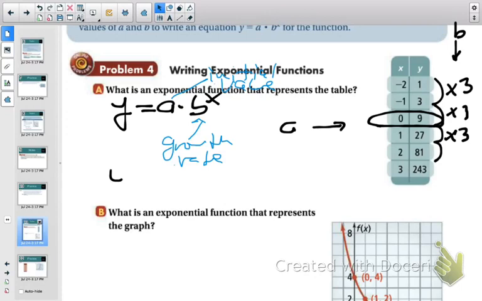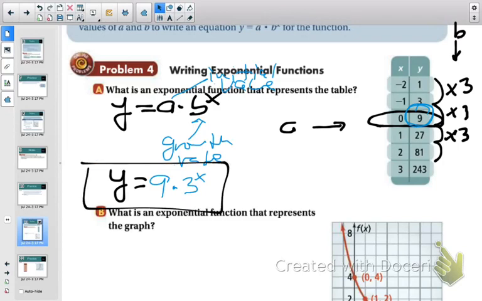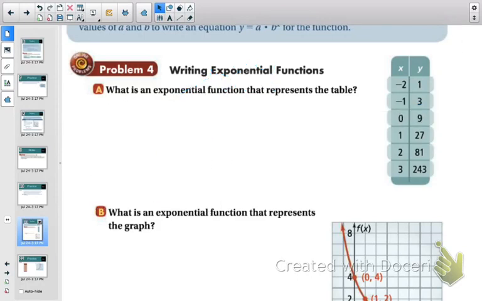So we just plug it in. So we get y equals a, which is going to be 9 here, because when x is 0, y is 9, times b, which is 3, to the x. Okay, and that's your formula. That's your equation, your function. So y equals 9 times 3 to the x. 9 is your y-intercept. 3 is the growth rate. And it's growing, so it's going to be a 3, not a 1/3.